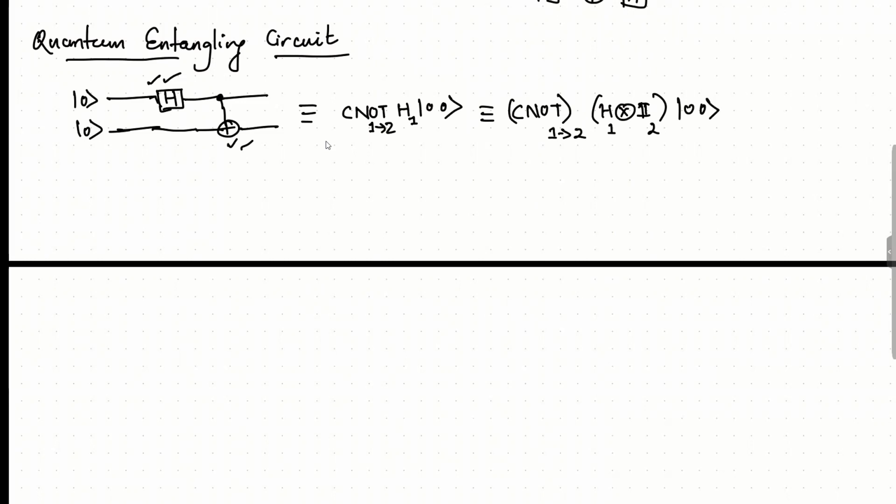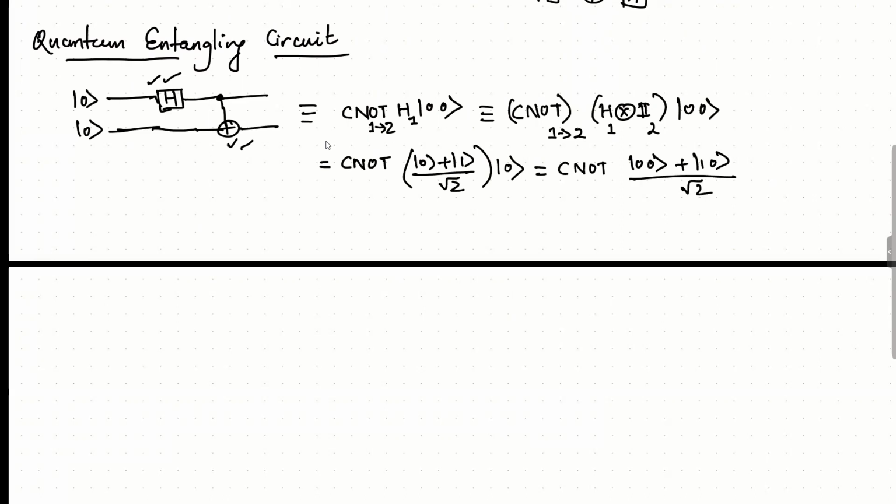Okay. All right. So what is the outcome of this? We first apply H gate. So H gate, when applied to first qubit 0, it will give us 0 plus 1 over root 2. And then the second qubit is staying outside like this. So we can write this becomes 0, 0 plus 1, 0 by root 2. And now we operate CNOT to 0, 0 and 1, 0. So CNOT when operates on 0, 0, it gives us 0, 0 only. But CNOT when operates on 1, 0, it gives us 1, 1.